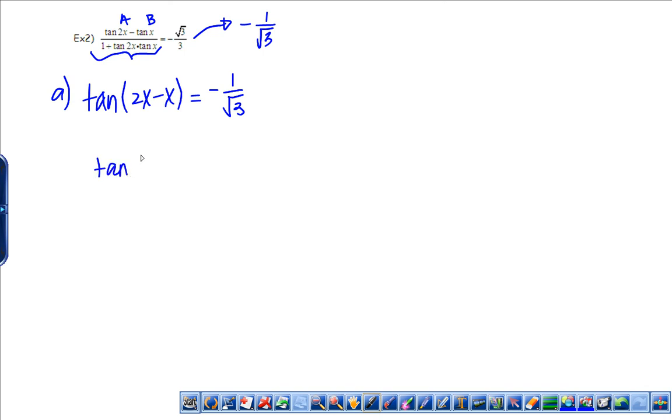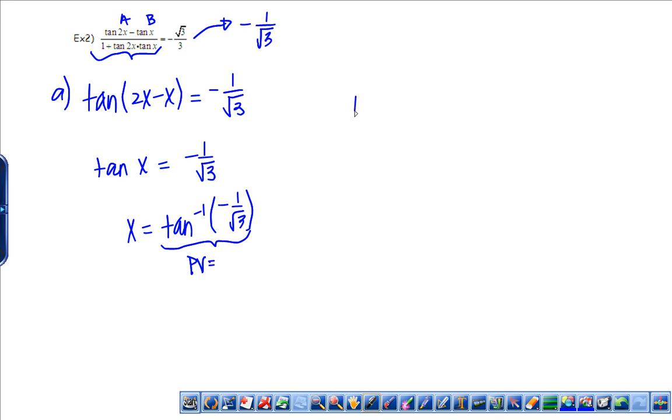Let's simplify some more. So this is tangent of x is equal to negative 1 over root 3. Wow, this is simplifying a lot. So now let's move the tangent over. So x is equal to arctan of negative 1 over root 3. At this time, we need to find our principal value. So arctan is going to be on the side, and it's going to be drawn down here because that's where the negative falls. So 1 over root 3, and this is 2.